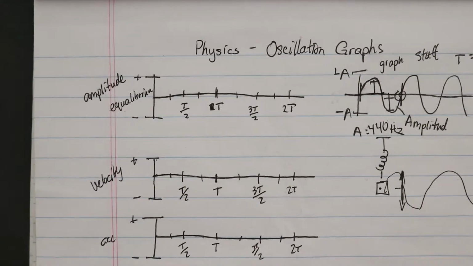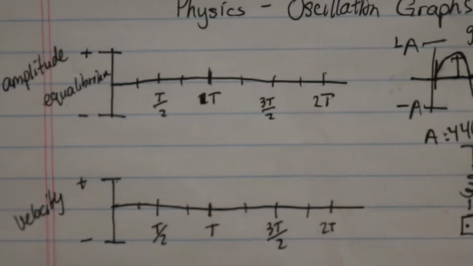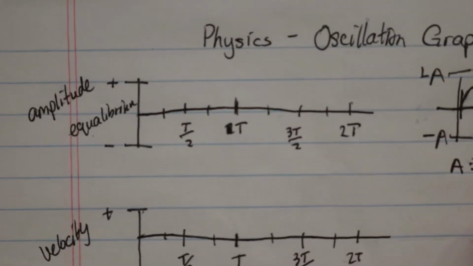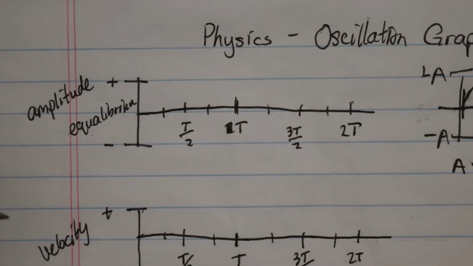All right, so now we're going to get into the graphs. And this first one is going to be an amplitude time graph. And instead of graphing time here, what I've done is I've put t's here. And these t's represent the period of the wave. The period of the wave.